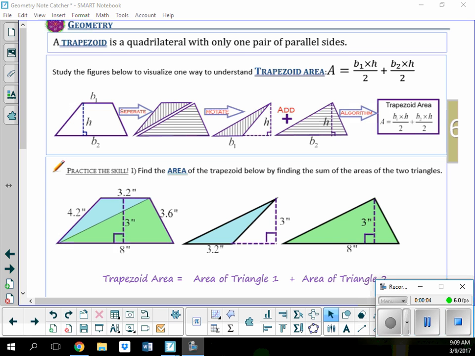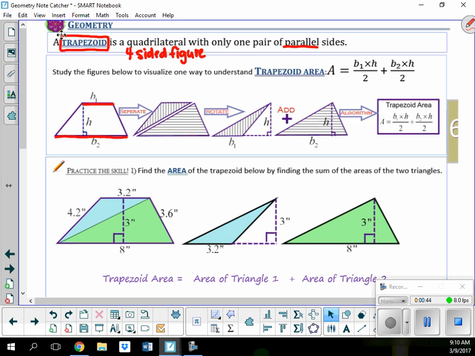Today, our goal is to formulate a strategy that we can use to find the area of a trapezoid. So, to go over some vocabulary, a trapezoid is a quadrilateral or four-sided figure with only one pair of parallel sides. So the parallel sides for our trapezoid at the very top are highlighted in red. Okay? Those are sides that run right alongside each other.